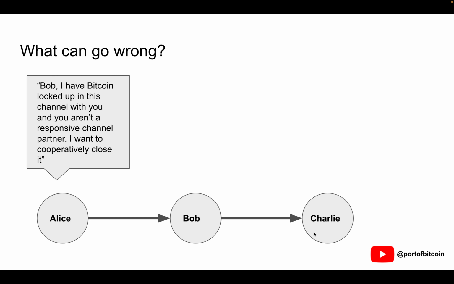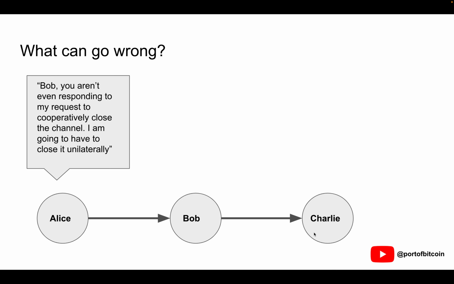So Alice can say, I want to cooperatively close this channel, Bob. I don't like the fact that you're unresponsive or offline for long periods of time, and it's not helping me get payments to the vendors that I want to pay. Now, in this case, Bob could continue to be offline and unresponsive. So Alice is in the position where she's saying, well, you aren't even responding to my request to cooperatively close the channel.